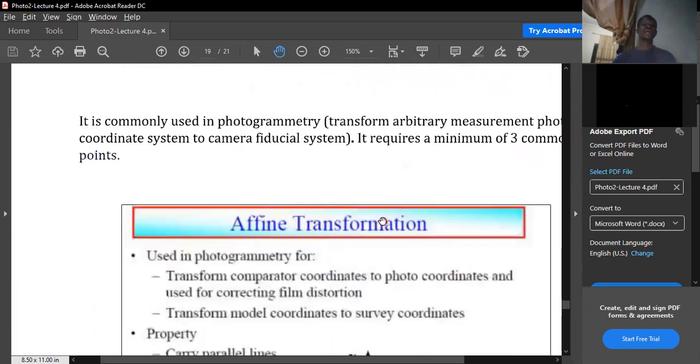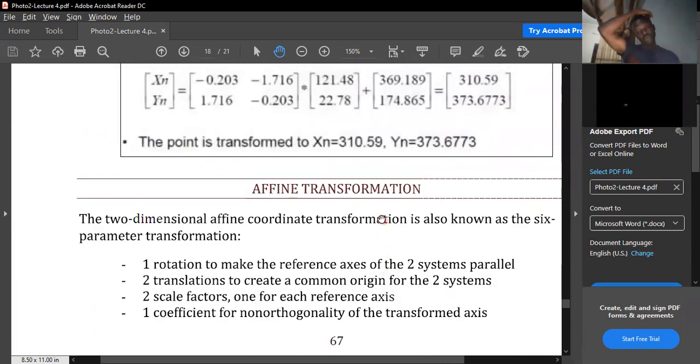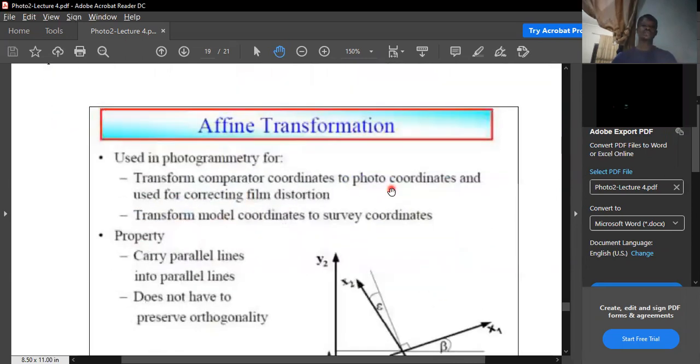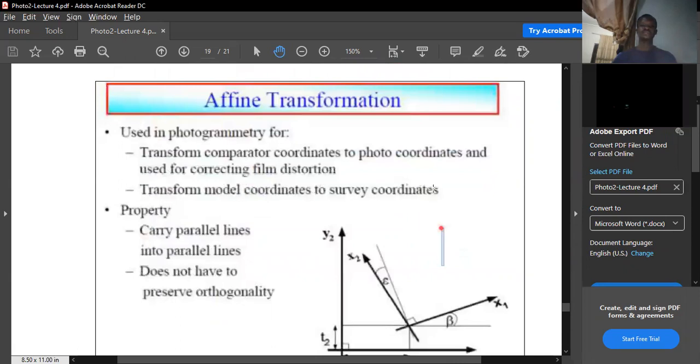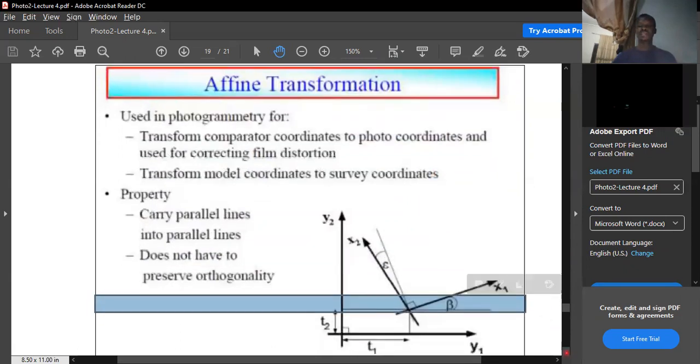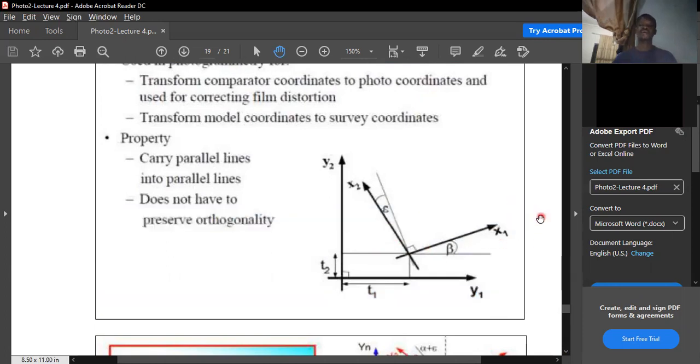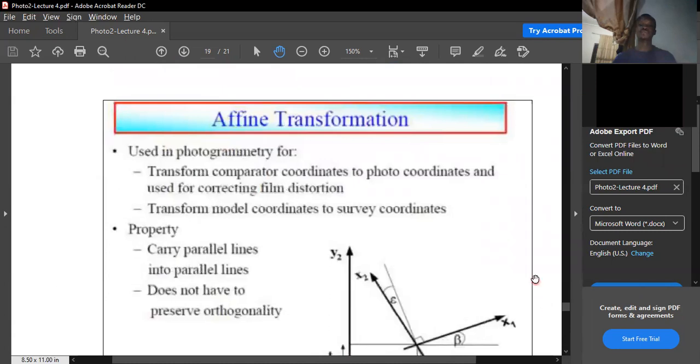So in the affine transformation, we don't have a preservation of the orthogonality. Is that okay? We have a serious problem. The axes are not okay. They seem to have changed. They are no longer orthogonal, 90 degrees to each other. So now we don't have a single angle of rotation, which is theta. We have epsilon and beta. So that is the problem with the affine. The affine will always have to look at an image which is really distorted.